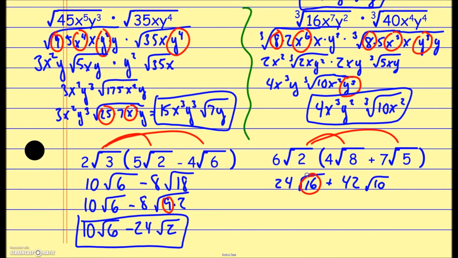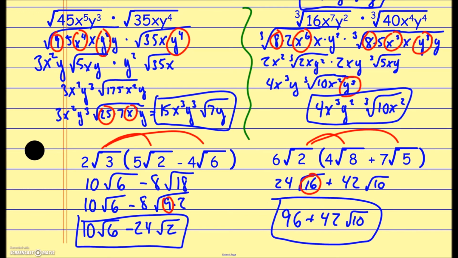This guy's already a perfect square. The square root of 16 is a 4. It goes to the outside, and he multiplies. So I do that 24 times 4, which is going to give me a 96. The other one, the square root of 10, I can't really do anything with because there's no perfect squares that divide evenly in there. And so that's it. All right, so again, we're applying the same rules that we've always applied, but when I'm dealing with radicals, I do the stuff on the outside times the stuff on the outside.